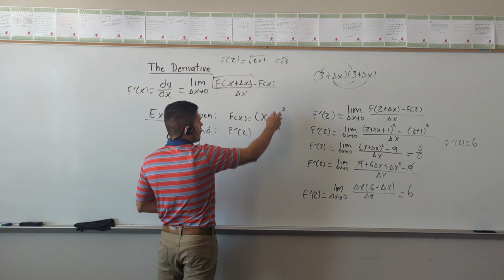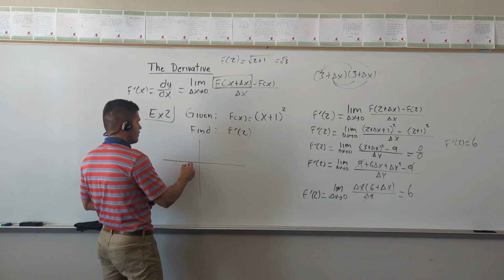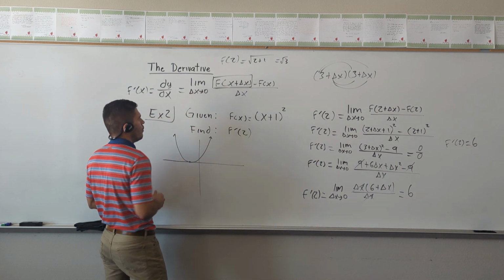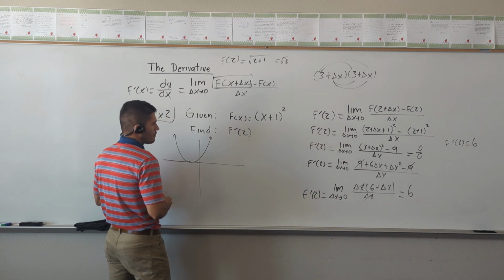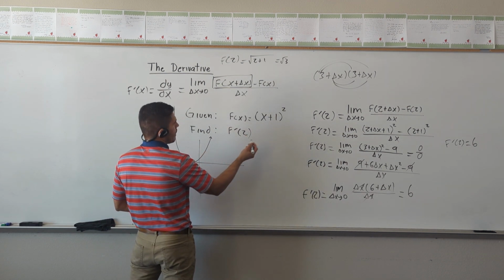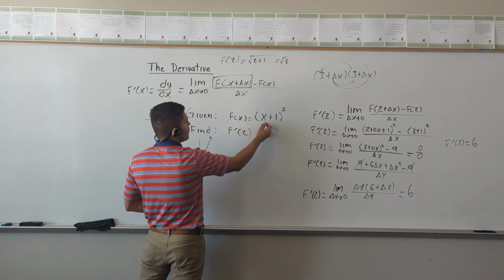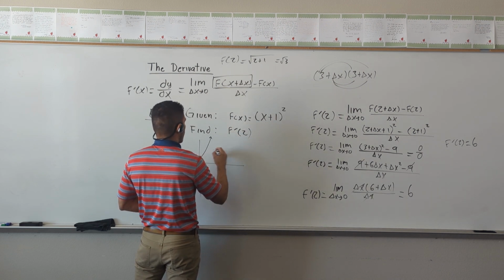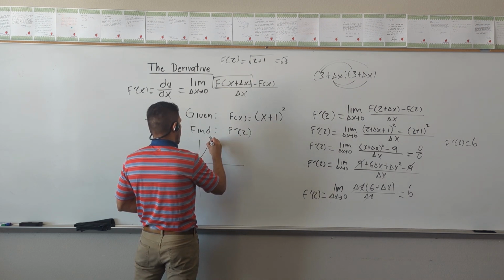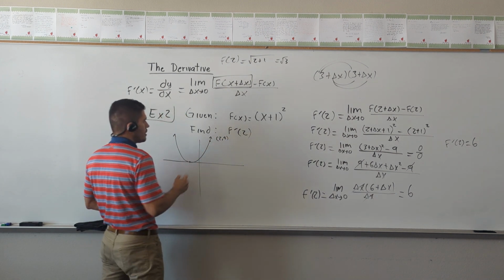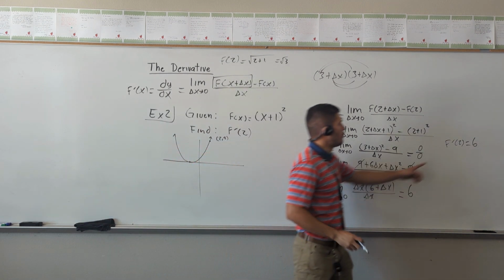So I have a square function that also got moved to the left one, so it's going to look something like this. Cool. I picked the value of 2, which hypothetically, I know the exact location for 2, right? If I plug in 2, 2 plus 1 is 3, 3 squared is 9. So I'm going to say that that point right there is (2, 9). Cool. Now, we just figured out that at that location, the slope is 6.